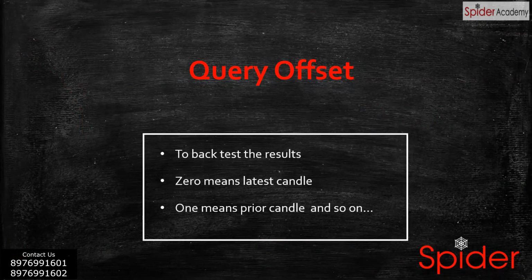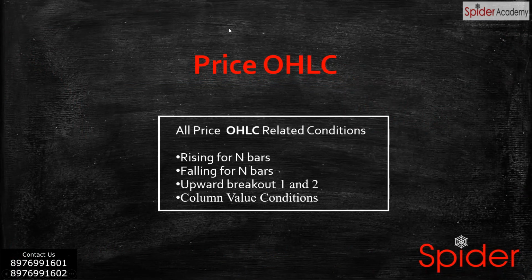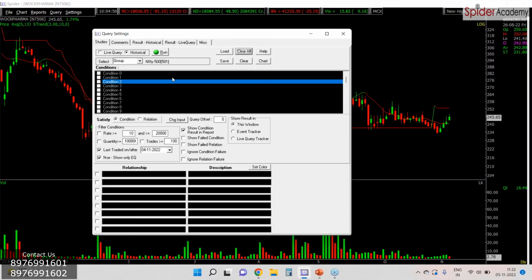So one of the main conditions in this is technical queries, price over Chelsea. So what is price over Chelsea? Every price based condition is under price over Chelsea. What we'll talk about today is rising for n bars, falling for n bars, upward breakout 1 and 2, and column value condition. We'll look at it one by one in the software only. I'll just clear all this.